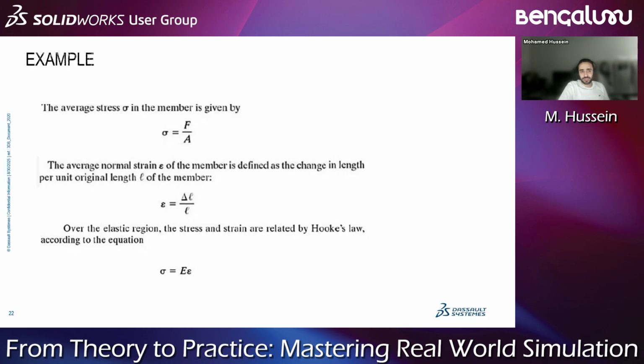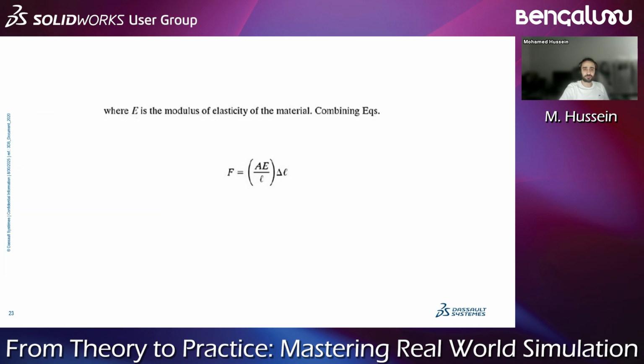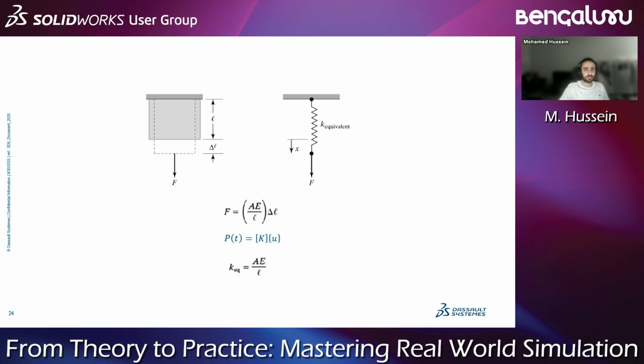What is the average stress? It is force over area. You are all aware of this. What is the strain? Strain is delta L over L. And if you use Hooke's law, you get E times strain. Okay, this is the final result.